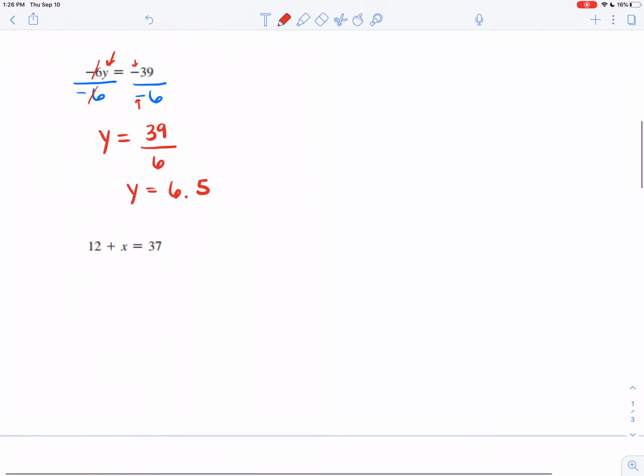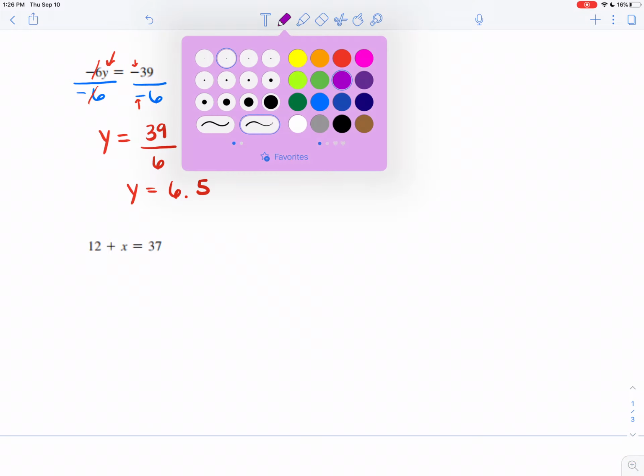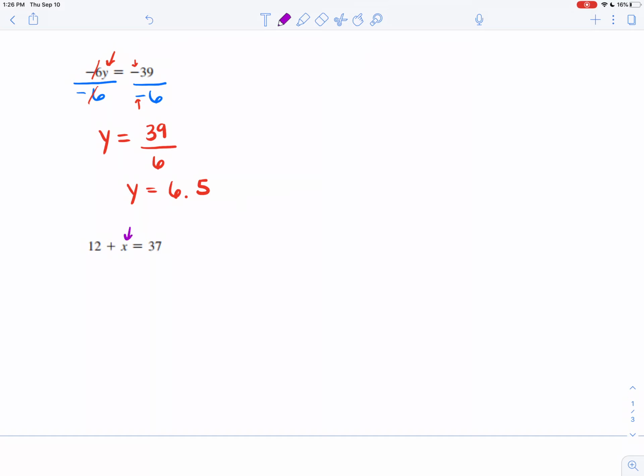All right, so one more here. We've got 12 plus x is equal to 37. So our unknown variable is the x. That's what we're looking for. And what's happening to x is we are adding 12, right? Notice if there's no sign in front of a number, right, then it's positive. So what's happening to x is 12 is being added to x. So the opposite of that would mean that I need to subtract 12. That'll get x by itself. But if I subtract 12 from one side, then I also have to subtract 12 from the other side.